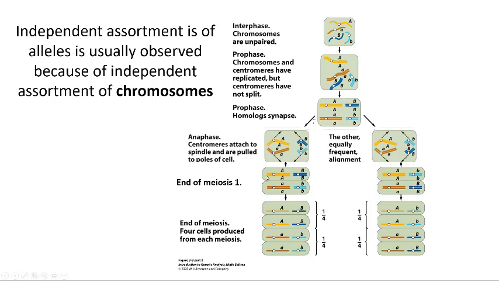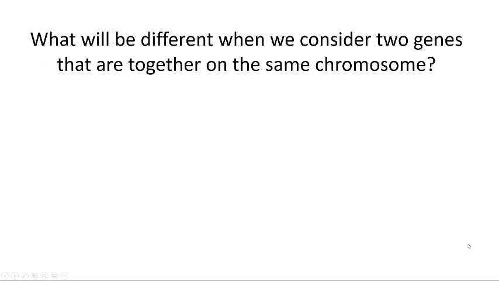During meiosis 2, the sisters pull apart, and at the end of meiosis 2, you end up with gametes that have the two dominants, the two recessives, or one dominant and one recessive. And all of these are equally likely. Now, when we look at a situation where two genes are together on the same chromosome, things are going to be different because you don't get them assorting independently.